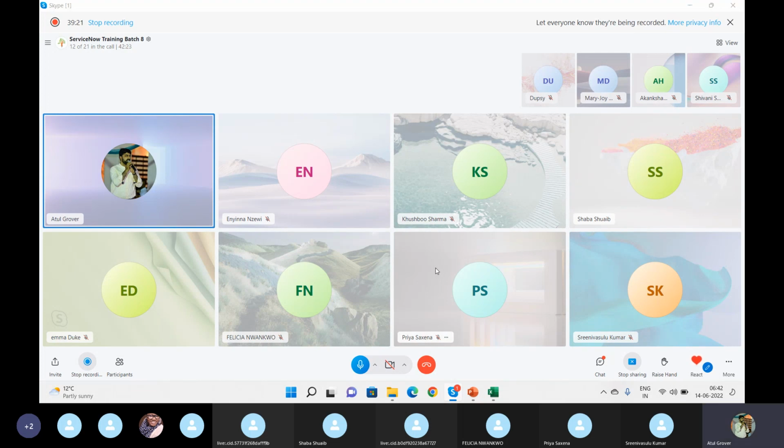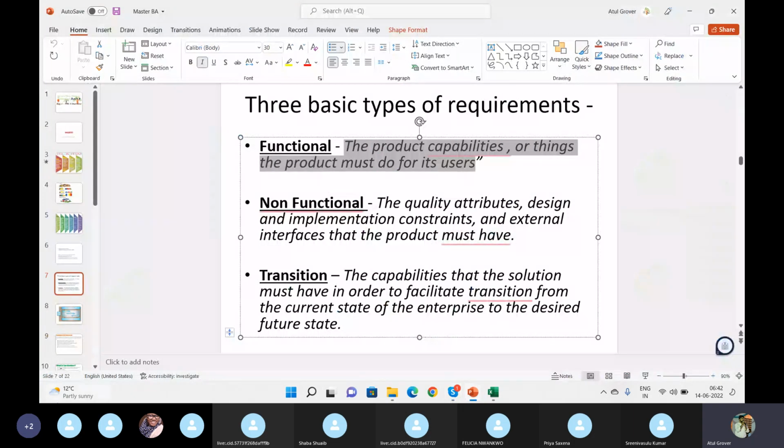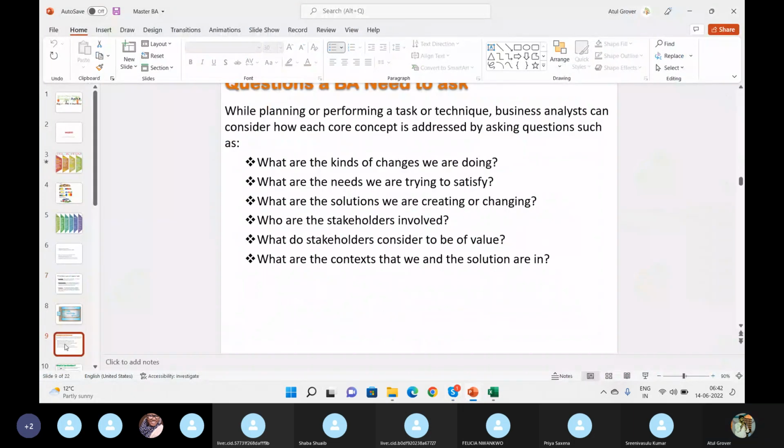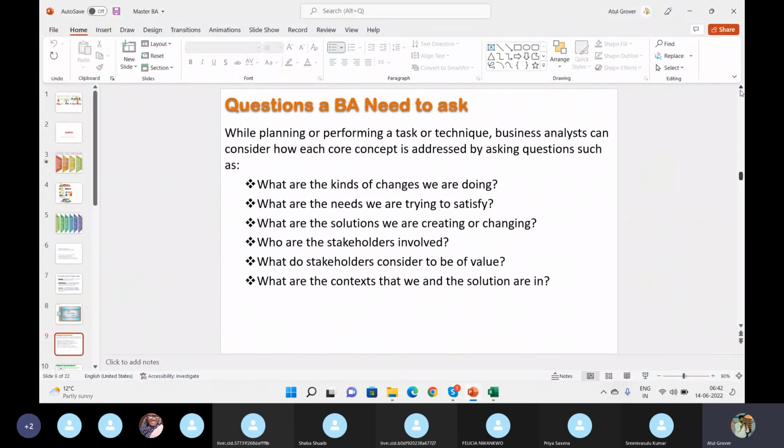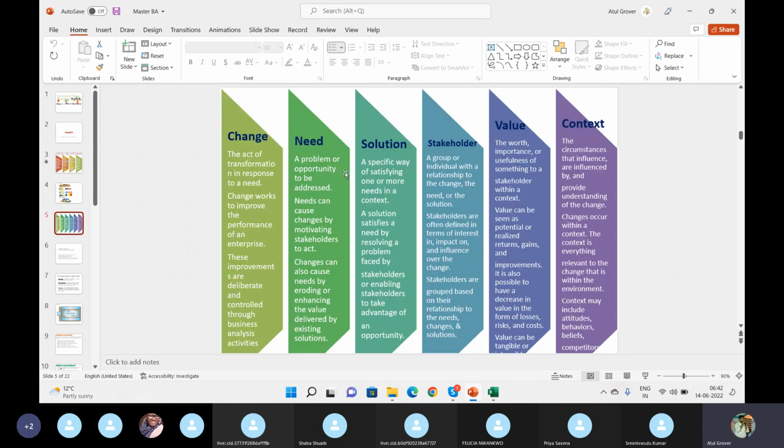Now the question comes, what type of questions should a BA ask? Questions a BA needs to ask while planning or performing a task or technique. A business analyst can consider each core concept. Again, the core concept means this thing I'm talking about here. If you want to ask a question, it should be relevant to this particular area only.